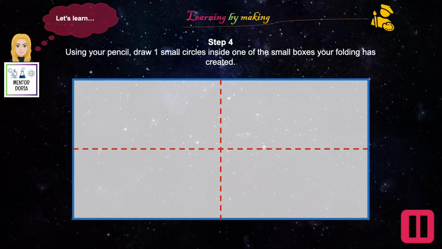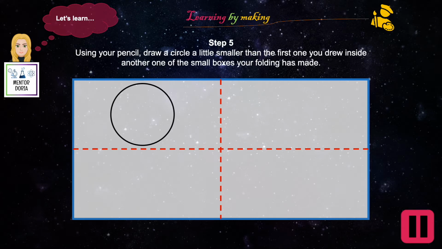Using your pencil, draw one small circle inside one of the small boxes your folding has created, like this. Again, using your pencil, draw a circle that is a little smaller than the first one you drew inside another one of the small boxes your folding has made, like this.